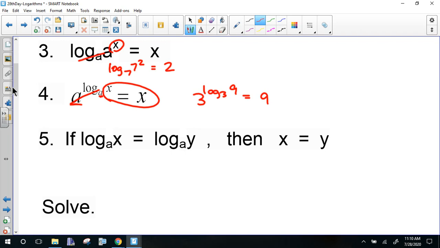And number 5 here, if you have log base A of some number equals log base A of another number, those log base A sort of cancel each other out, just like we had in the prior examples on the other page, and you would have x equals y. So an example of that, log base 2 of 10 equal to log base 2 of x. You would have 10 equals x.